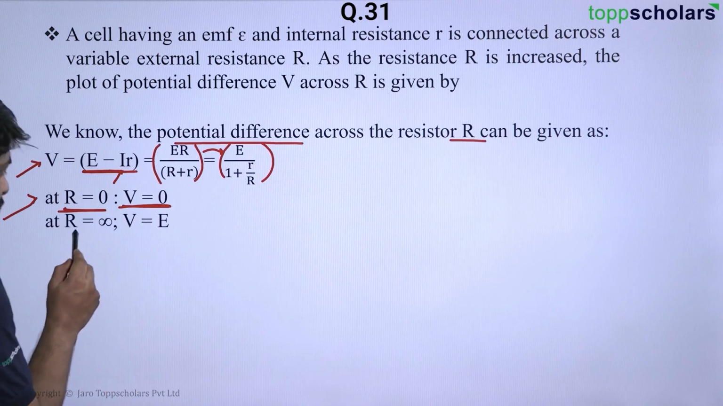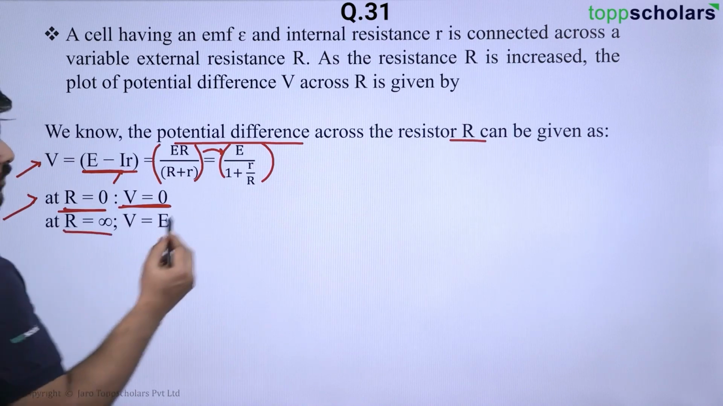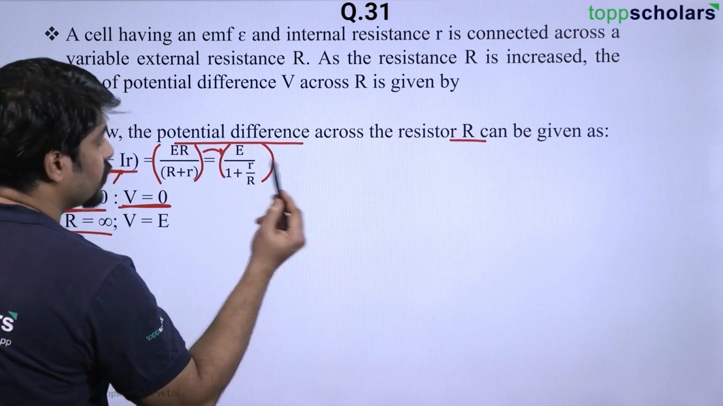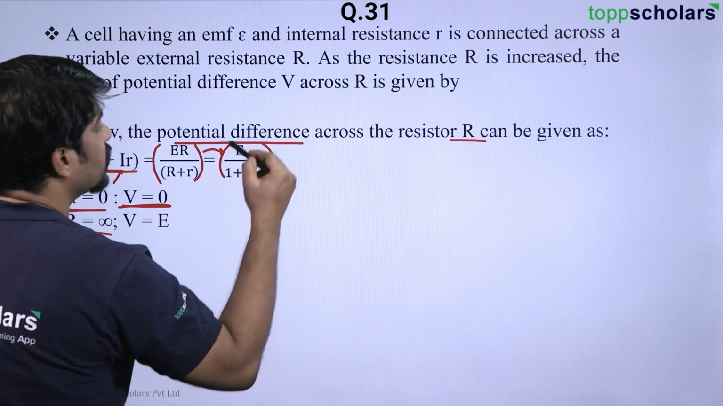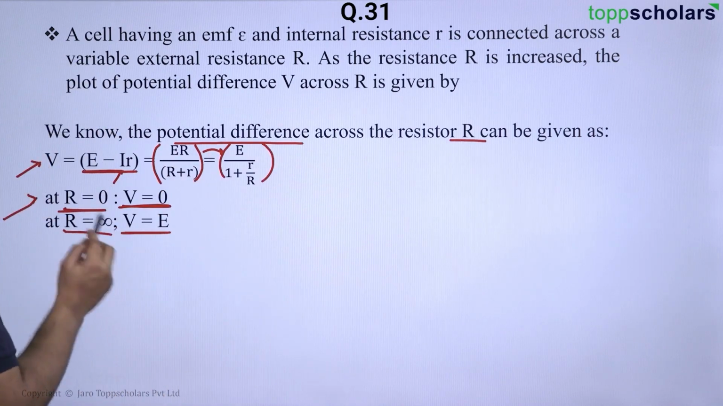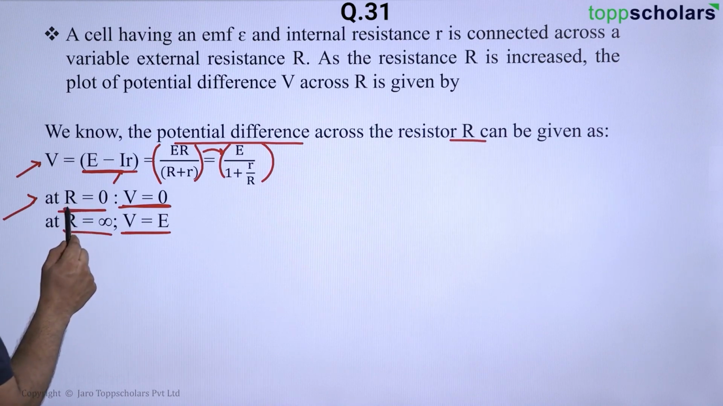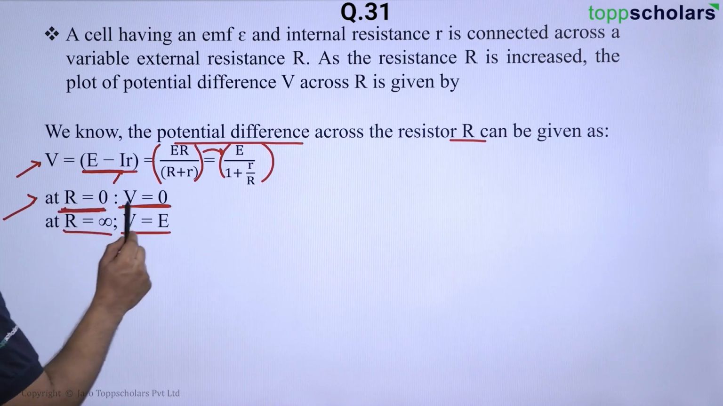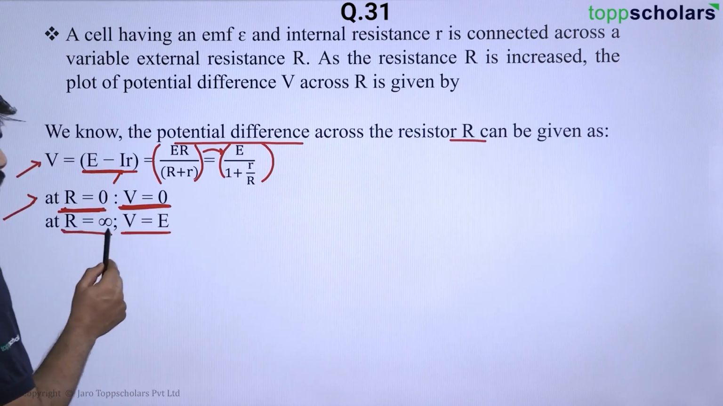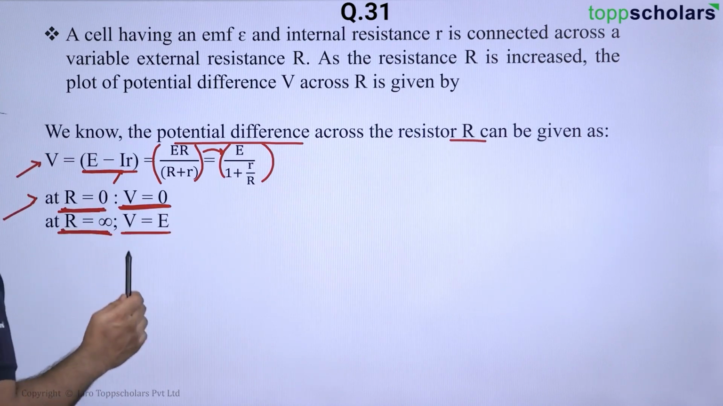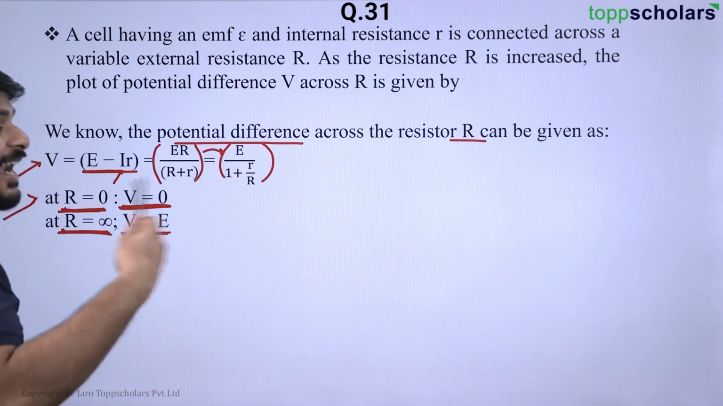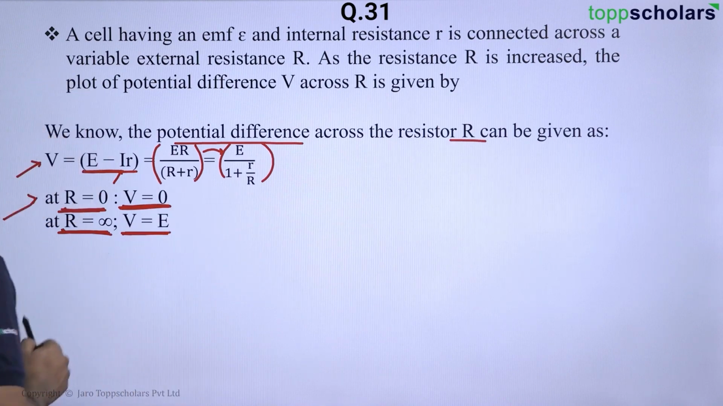And if R is equal to infinity, R upon infinity is going to be 0, 1 plus 0 is 1, and E upon 1 is going to be E. So, therefore, V is equal to E. That is why we can see over here, initially when R is equal to 0, V is going to be equal to 0, and as you increase this R towards infinite value, then this V will tend towards E, that is the EMF of the battery.